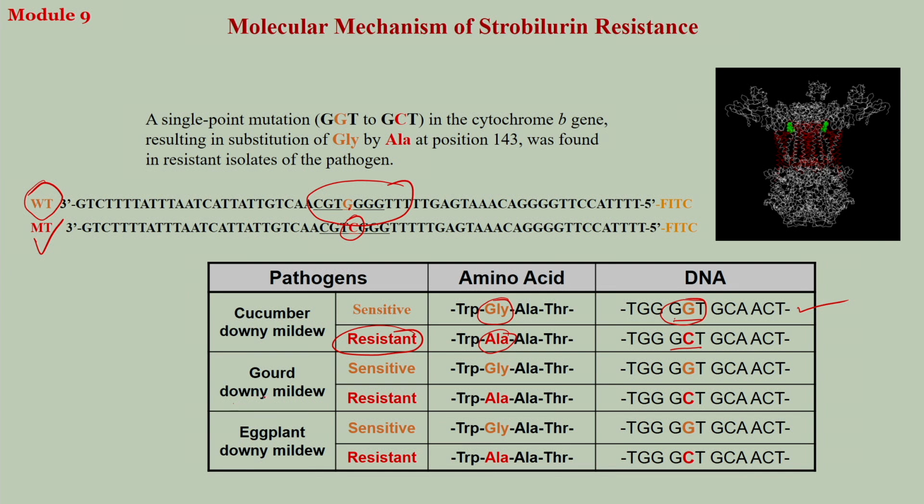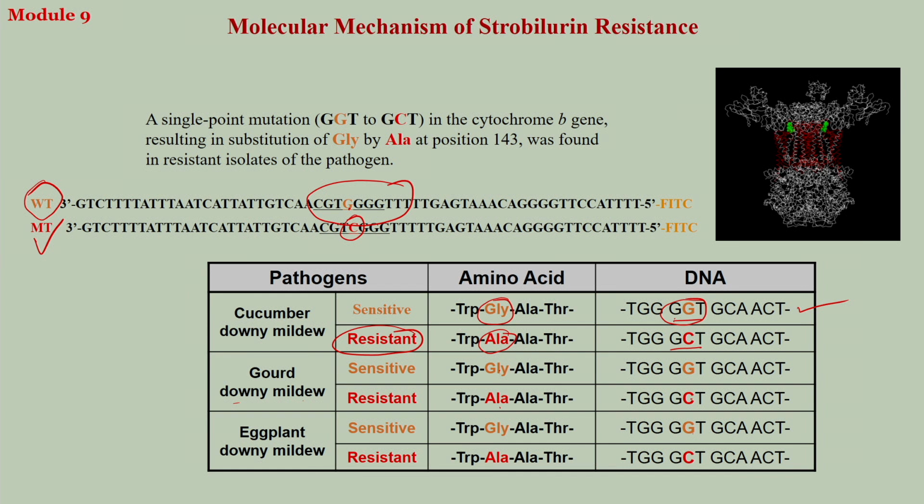Similarly, downy mildew has the same mutation, the same change of amino acid. Eggplant downy mildew has the same, even rice blast has exactly the same mutation and exactly the same change of amino acid, and that is how the microorganisms are now resistant.